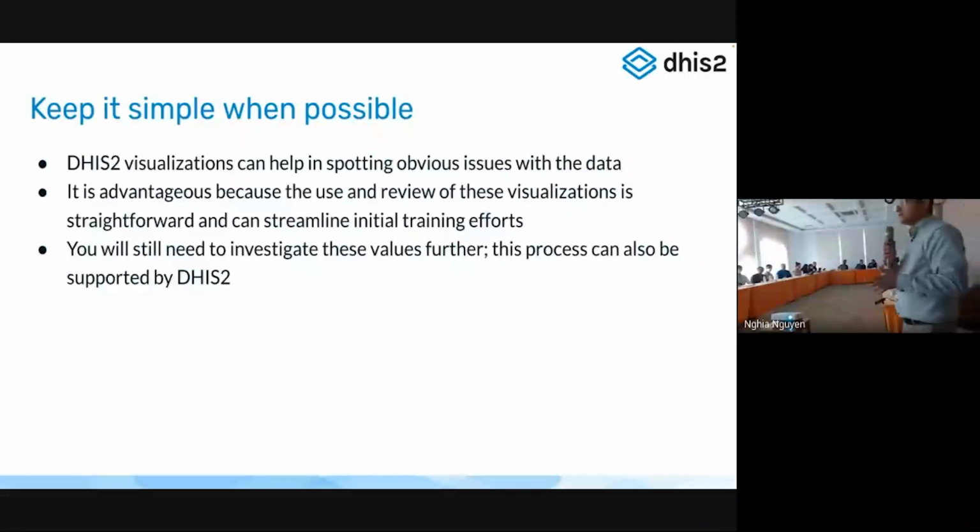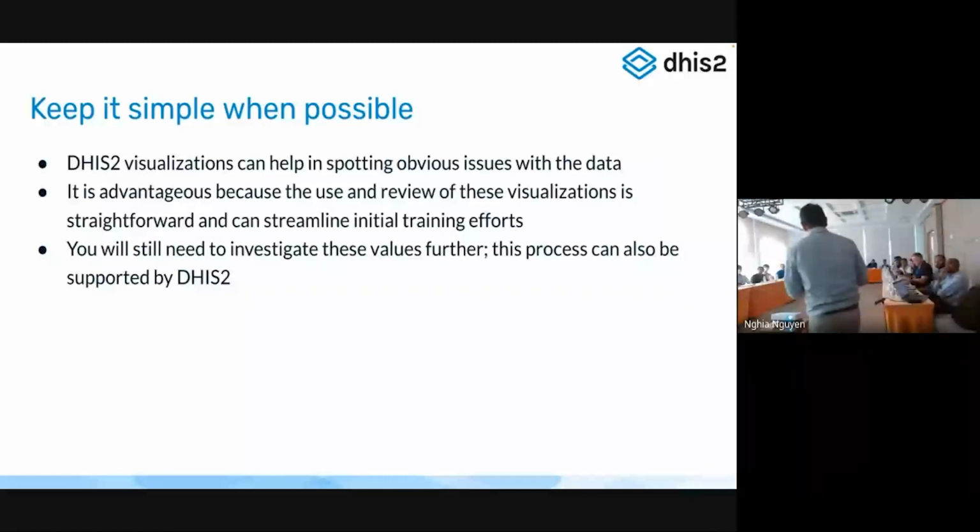Okay, so the idea is that there are visualizations that can really help us in spotting some obvious issues with the data. Sometimes it requires some program-specific knowledge. Sometimes, we can just really quickly spot these issues. And the idea is to make it as simple as possible, at least for this first-line level of support, right?